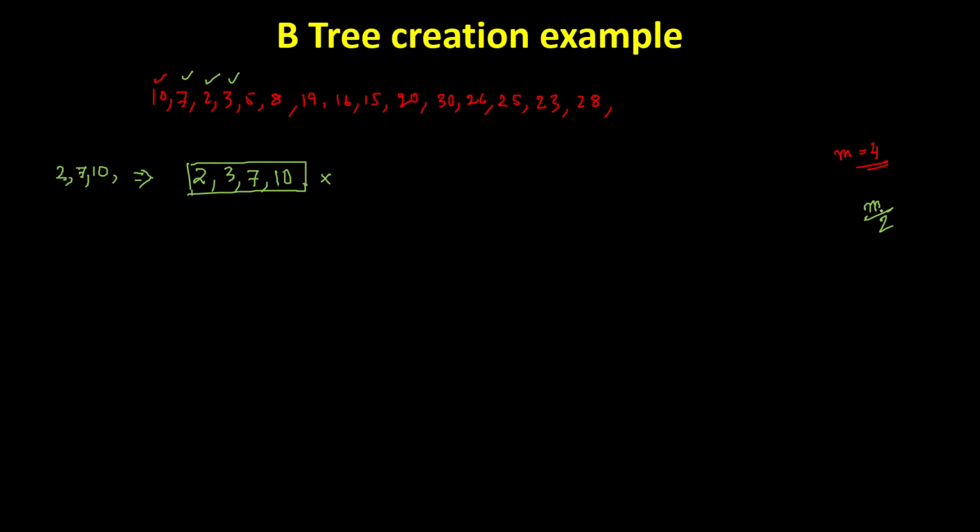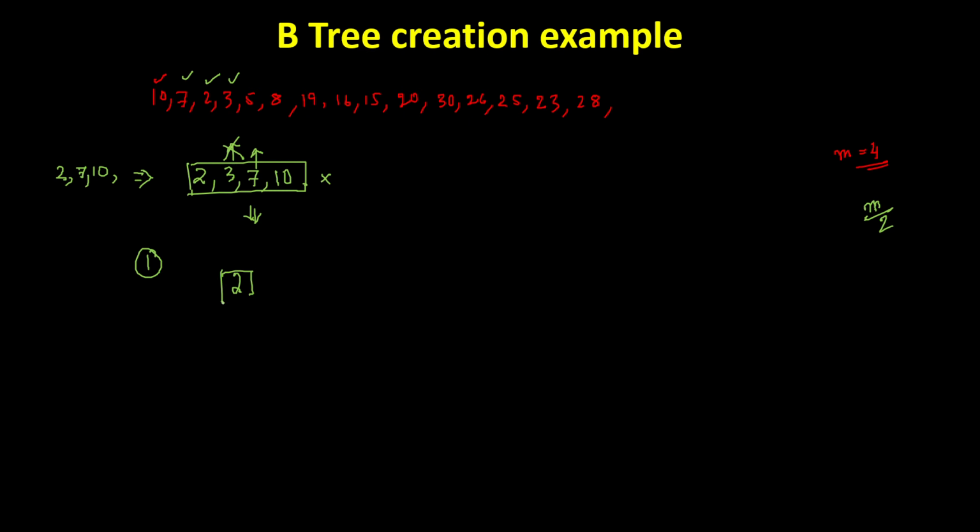Now when m is odd, it is easier to do this, because if m is 5, the middle one is the third position. But when m is equal to 4, there are two middles. So there are two considerations. Either you can take this 3 as root and go up, or you can take 7 as root and go up. One of these two. So if we consider the left one, the newly formed tree will become what?